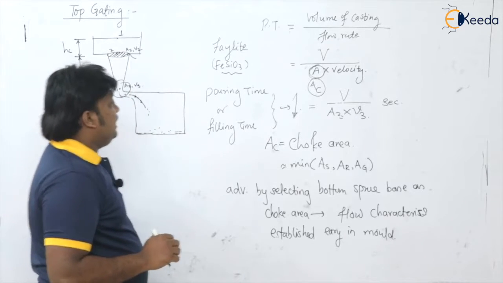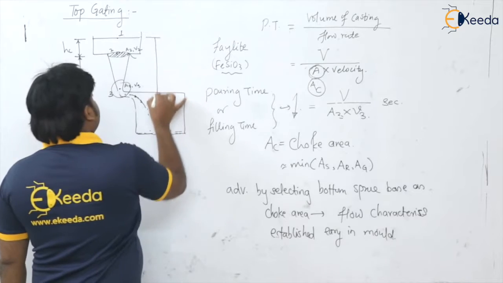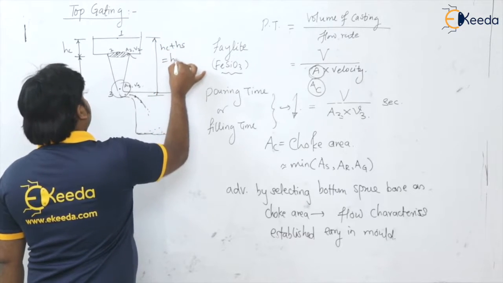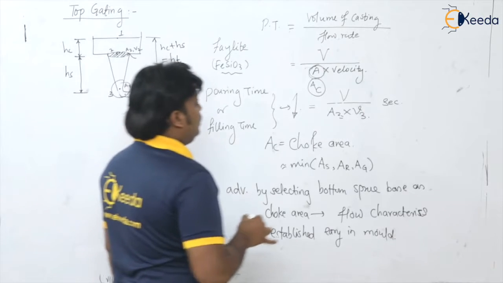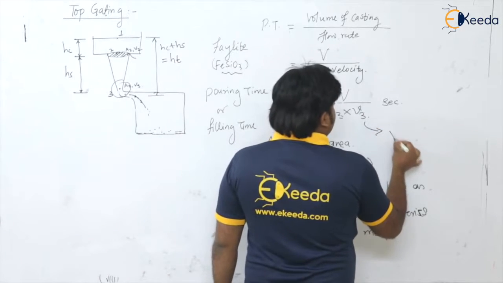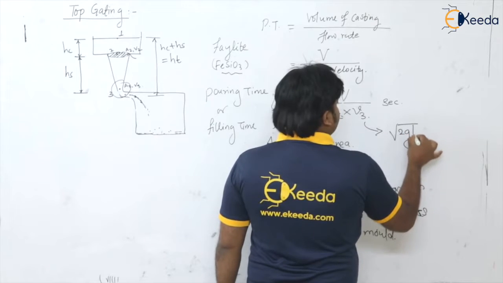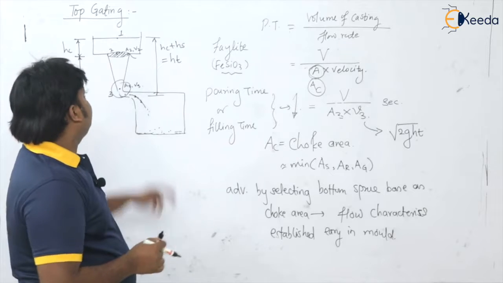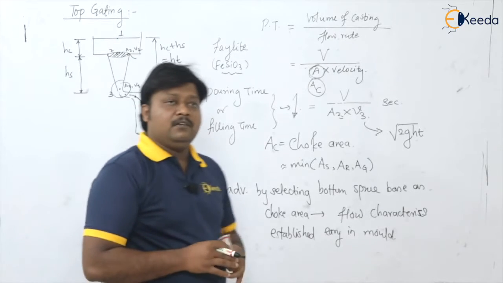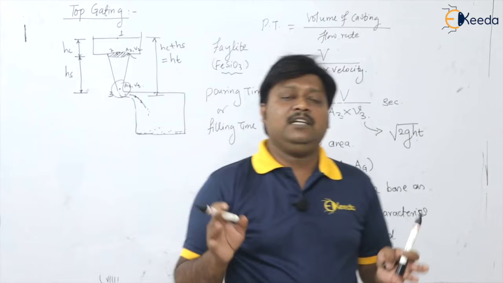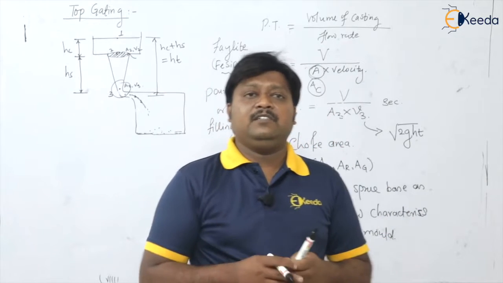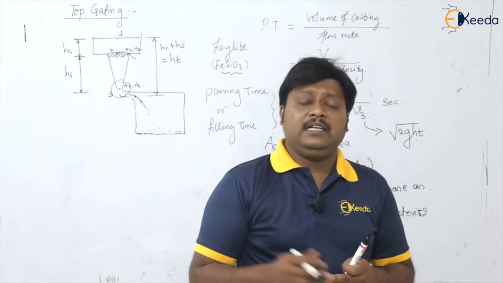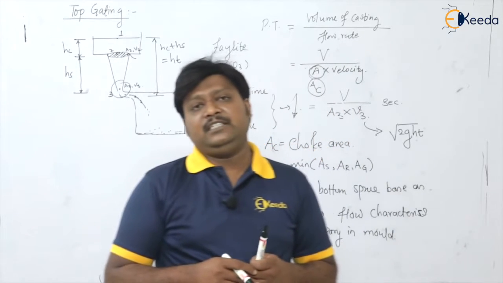And for V3, what is the head available here? This total head, HC plus HS, is equal to HT. So velocity V3 you can write as the square root of 2g HT, isn't it? So this is about the top gating system. We discussed the limitation as well as the advantage. The advantage is that we get a very low pouring time to fill the mold, and the limitation is that sand erosion is there.